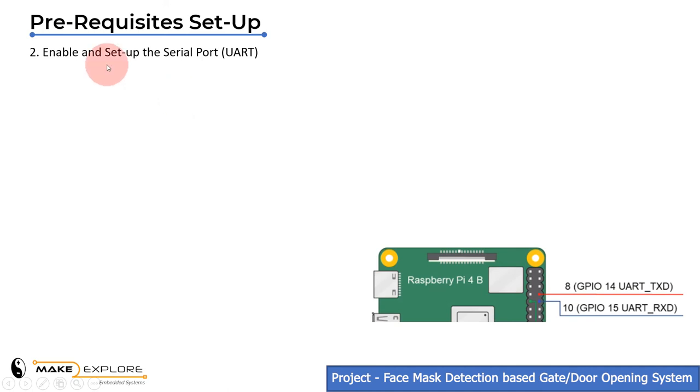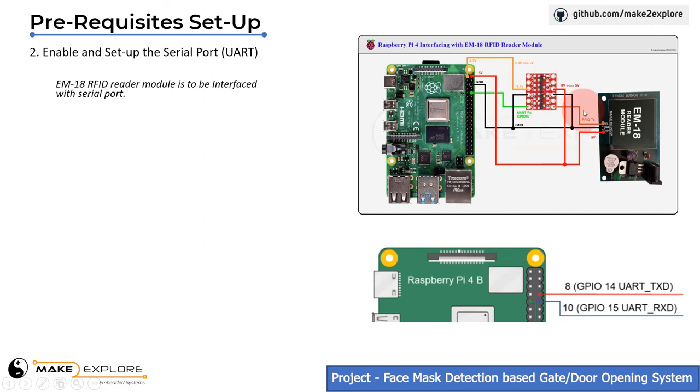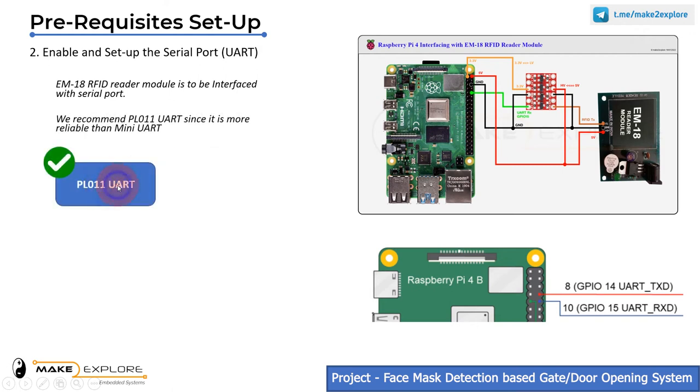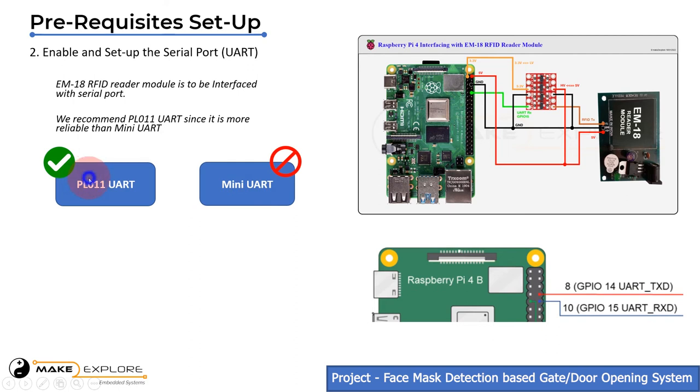After that, you need to enable and set up the serial port where the RFID reader module is going to be connected, so you can read the RFID codes through UART. For that, we recommend to use PL011 UART instead of Mini UART. The PL011 UART controller is not linked to the VPU core frequency. This means that the baud rate stays the same regardless of VPU speed. The PL011 UART controller also includes other features not present in the Mini UART controller, such as framing error detection, break detection, receive timeout interrupts and parity bit support.